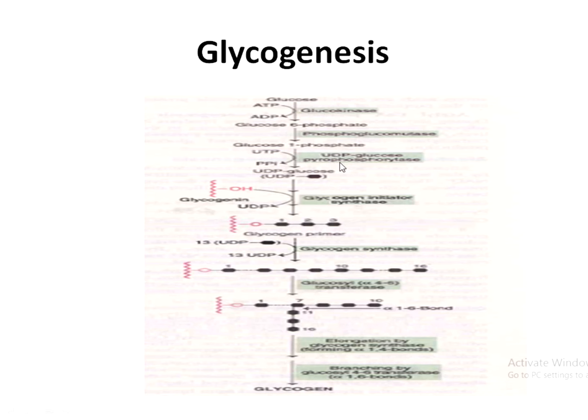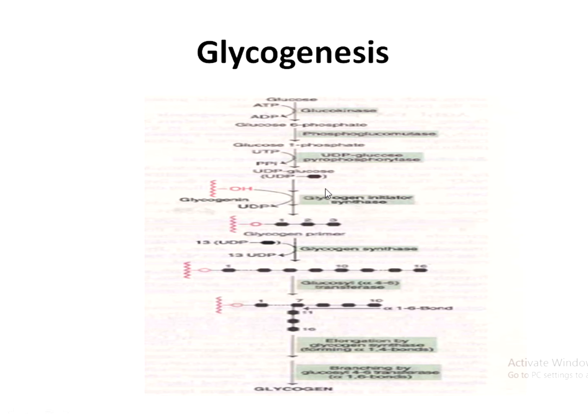Then it reacts with UDP glucose pyrophosphorylase, and at that time UTP is converted into PPi. So we get UDP glucose. To repeat: glucose first reacts with glucokinase to give glucose 6-phosphate. Then it reacts with phosphoglucomutase, and we get glucose 1-phosphate. Then it reacts with UDP glucose pyrophosphorylase, where UTP is converted into PPi, and we get UDP glucose.